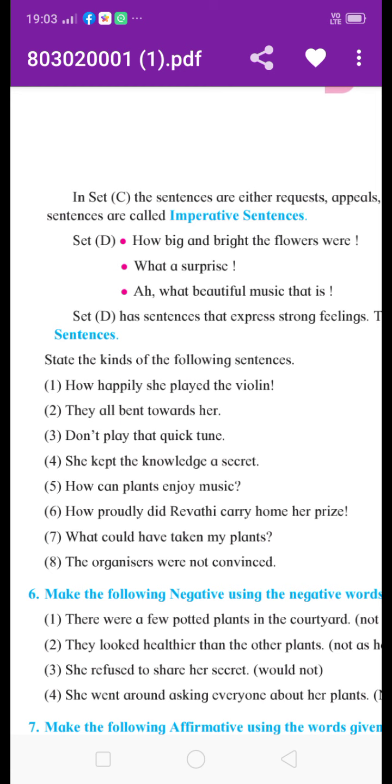Then state the kinds of following sentence. Here are given some examples. You have to identify which type of sentence each is. For example, how happily she played the violin. The sentence is an expression, and at the last there is an exclamatory mark. That's why this sentence is an exclamatory sentence. Like this way you can write, and the remaining sentences you have to write. If there is any difficulty, you can ask me. It is easy to write. You only have to mention which type each sentence is.